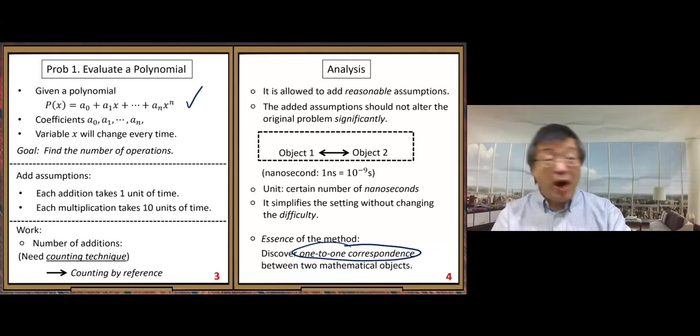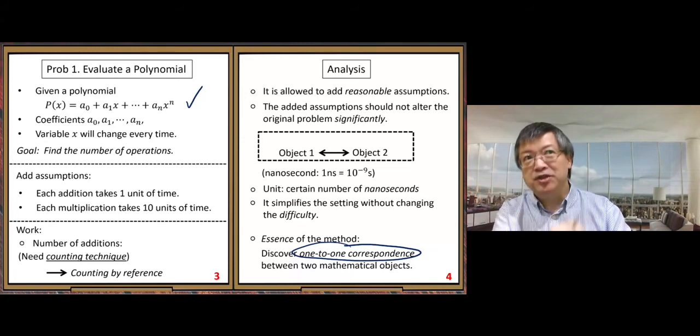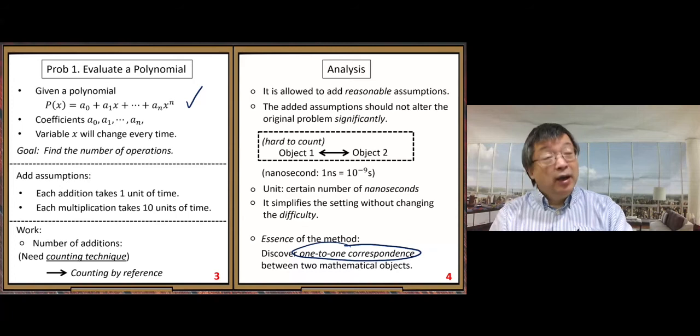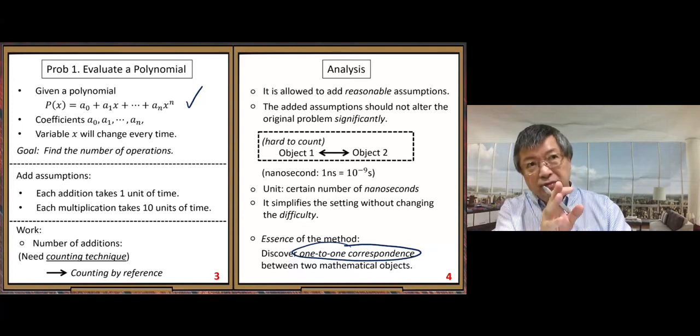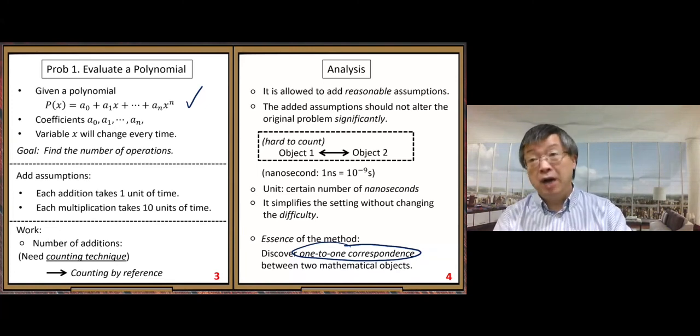But why are we doing it this way? The reason is simple. The first object is relatively hard to count. If you count it directly, we couldn't get it easily. Later I will use this example to show that.